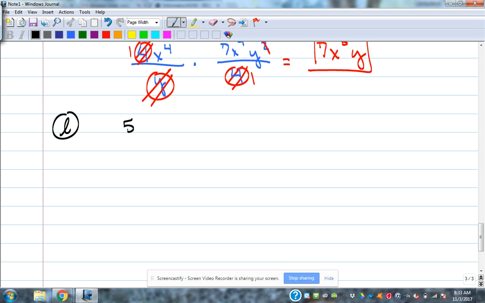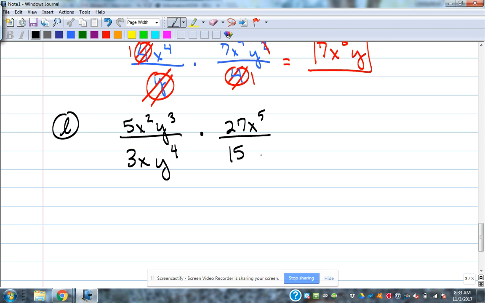Say we had 5x squared y to the 3rd over 3x y to the 4th times 27x to the 5th over 15x to the 4th y. What's going on there?